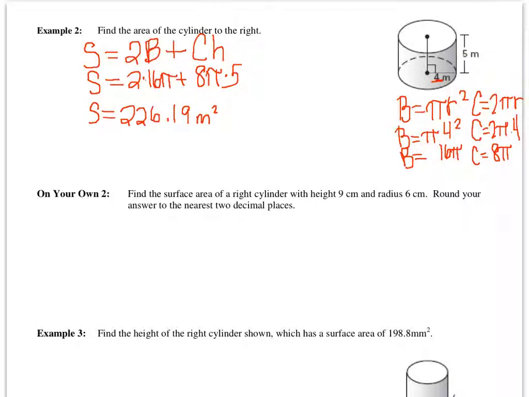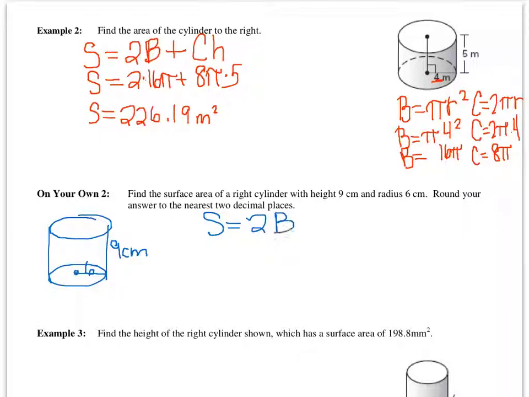All right, this problem right here says find the surface area of a right cylinder with a height of 9 centimeters and a radius of 6 centimeters. So here's my circle. I know my radius here is 6, and my height is 9 centimeters. So my formula, surface area equals 2 times my bases, because I have 2 bases, plus the circumference times the height. So let's fill this in.